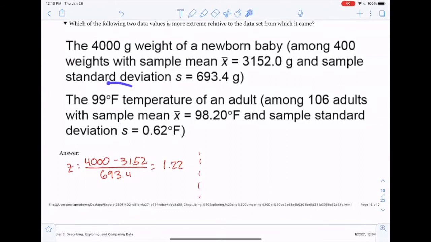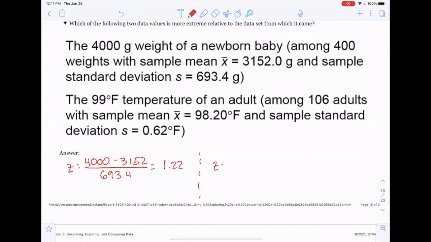If we look at this other situation, a 99-degree temperature of an adult, when they found a sample mean for the internal body temperature of adults to be 98.2 degrees with a standard deviation of 0.62 degrees Fahrenheit. Clearly, this is a smaller difference. To go from 98.2 to 99 degrees, clearly that's a smaller change. This is almost 900 grams, whereas this is 0.8 degrees. But again, we're not measuring difference. We're measuring relative distance to the standard deviation.